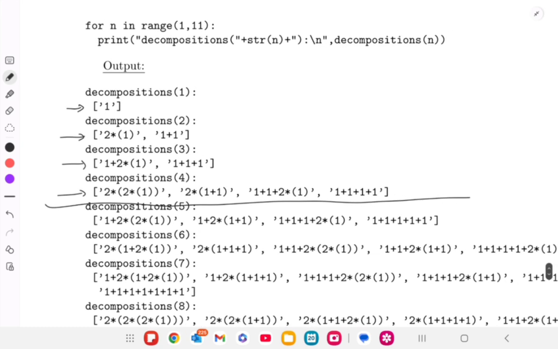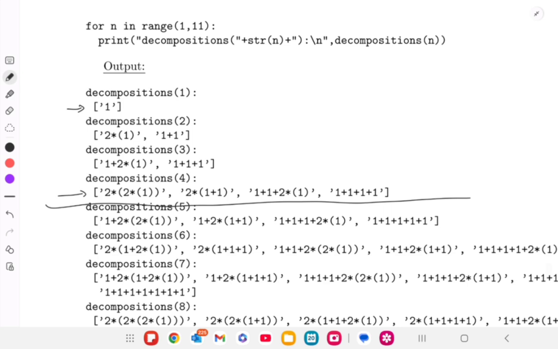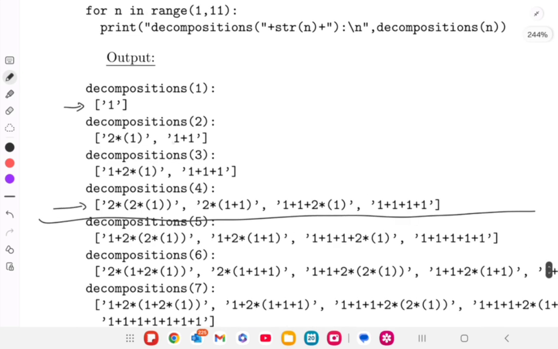So for example, here we notice that to get the decompositions of 3, I took all the decompositions of 2, the same ones, and I added just 1. For the decompositions of 4, I should be taking all of those of 3, this one and this one, and just add 1 to them.